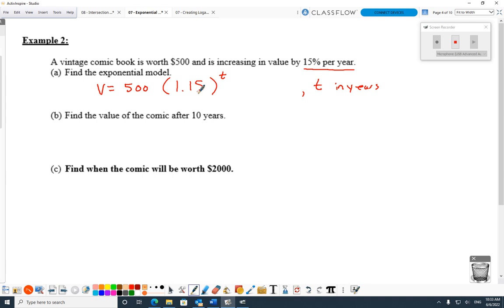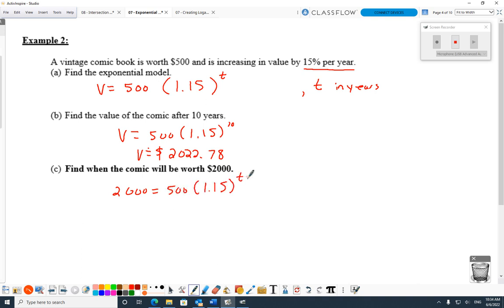And here's the end of grade 11 right here. Find the value after 10 years. You just go 500 times 1.15 to the 10. And you get your calculator out and you go 500 times 1.15 exponent 10. This comic will be worth $2,022.78 in 10 years. There's the end of grade 11. A question you couldn't ask in grade 11: find when the comic will be worth exactly $2,000. Now we get 2,000 equals 500 times 1.15 to the exponent t.